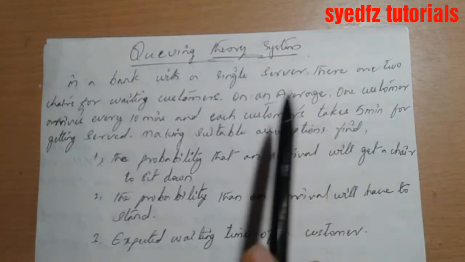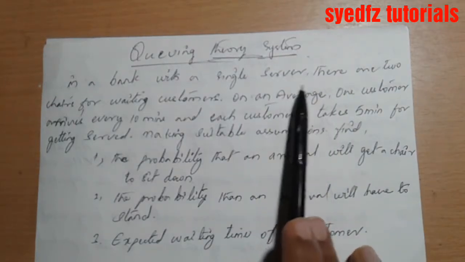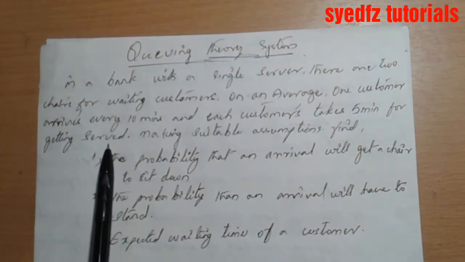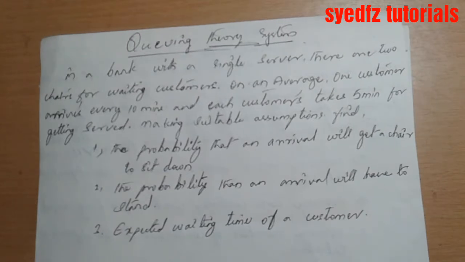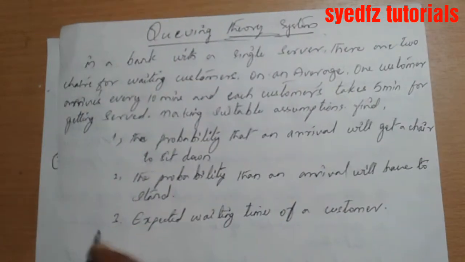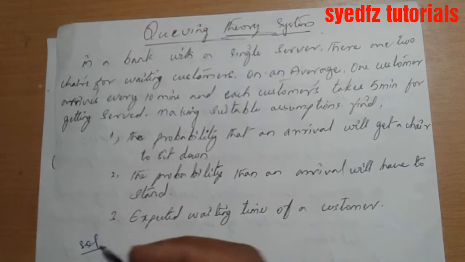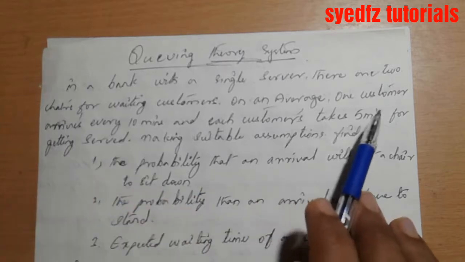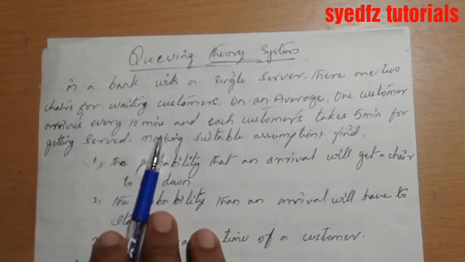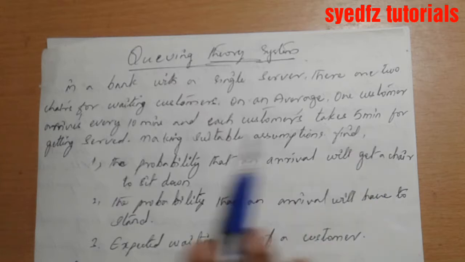What do we have? In a single server, there are 2 chairs. How to start the question? Let us start the question and highlight the main points first. Solution. There are 2 chairs. On average, one customer arrives every 10 minutes. It's talking about minutes. And each customer takes 5 minutes for getting served.